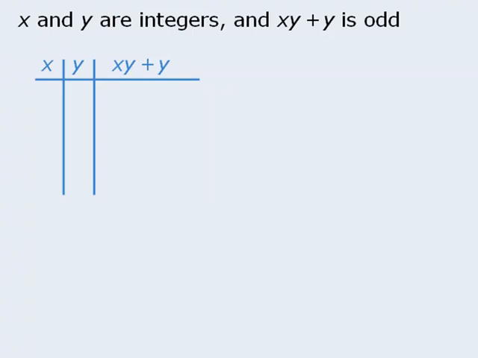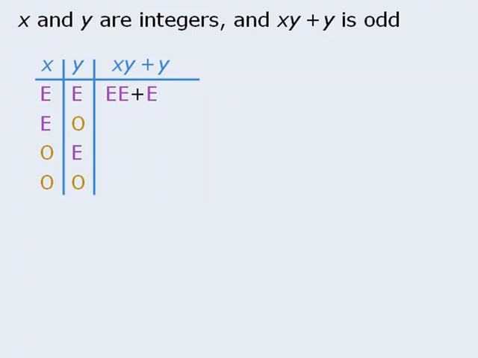So what are the possible cases here? Well, x and y can both be even, x can be even and y can be odd, x can be odd and y can be even, or both variables can be odd. So there are four different cases to consider. Now let's see what effect each case has on our expression xy plus y.